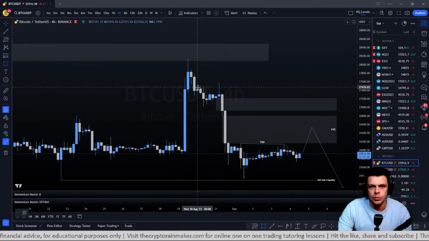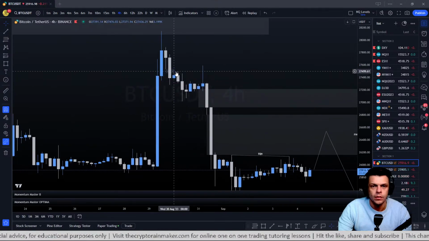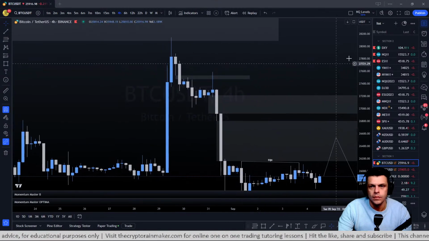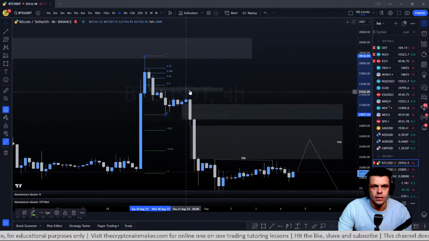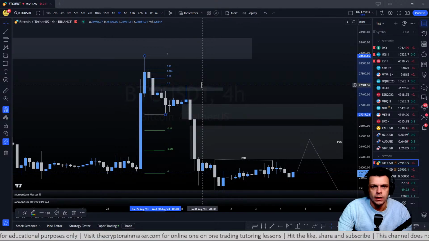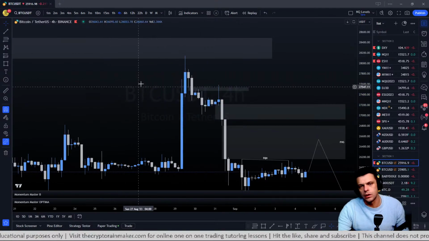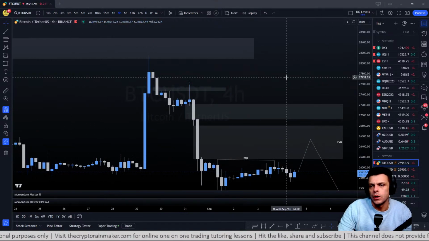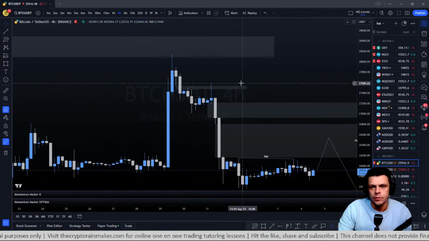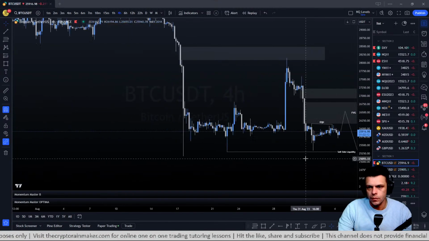That fair value gap was right here, small, but it's there. And it came right at the equilibrium and then dumped straight to the opposing liquidity. So that's basically more or less the ICT 2022 model as I understand it. Alright, so let's have a closer look.